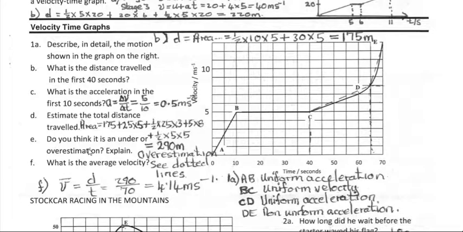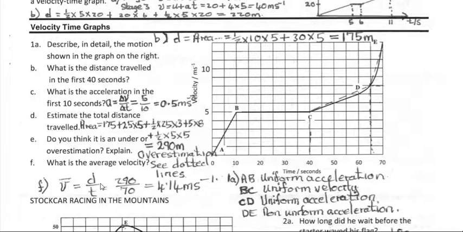Do you think it's an under or an overestimation? This would be an overestimation because we're taking through the dotted lines, you see. This is my estimate, where you put in dotted lines to take the area under that dotted line. So that's what you've got to do when it's curved. Fortunately, we don't have to do that here because it's straight lines.